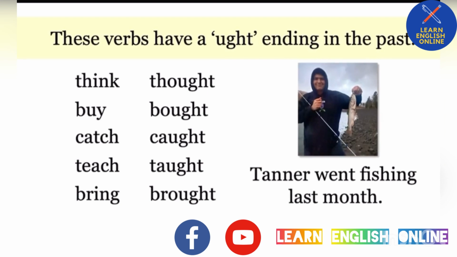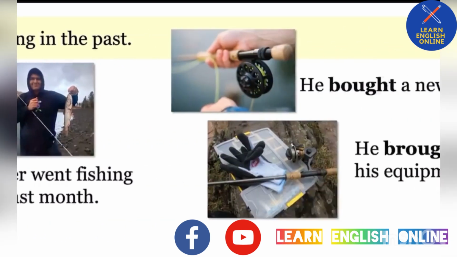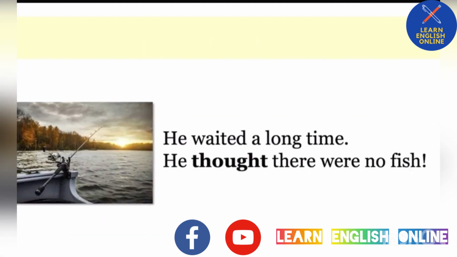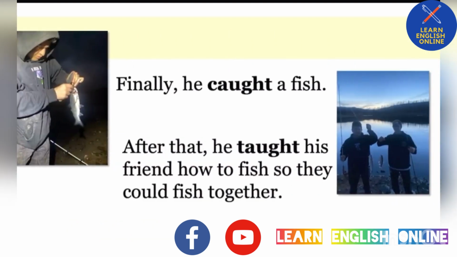Tanner went fishing last month. He bought a new fishing pole. He brought all of his equipment. He waited a long time. He thought there were no fish. Finally, he caught a fish. After that, he taught his friend how to fish so they could fish together.